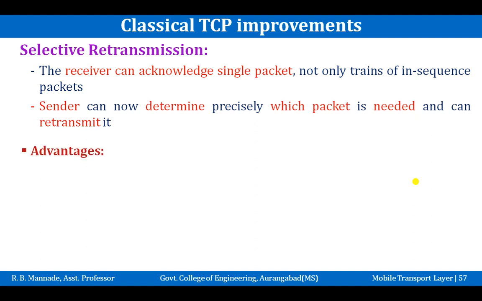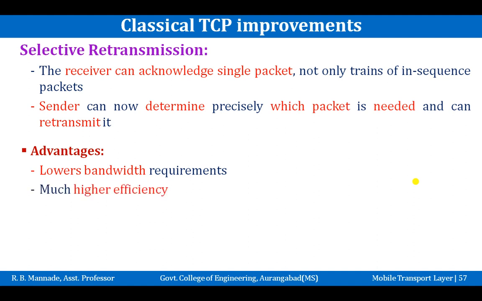The advantages of this technique are, first, it lowers the bandwidth requirements, since the number of acknowledgements is smaller. During retransmission the sender needs to retransmit only that particular lost packet, so it requires lower bandwidth. Then it has much higher efficiency, since the bandwidth requirement is minimum.